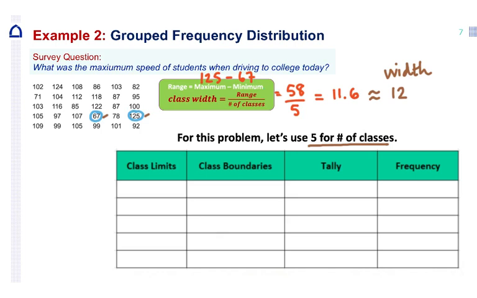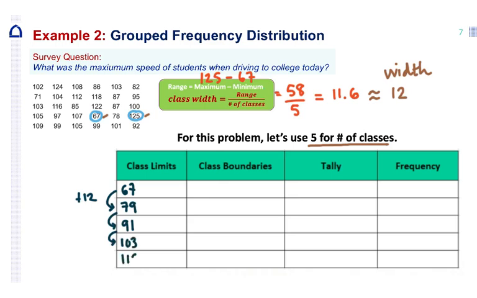So what we'll do now for the classes is we'll start at the smallest, 67. And to get to the lower limit of the next row, the next class, we should add 12. So we'll add 12, 79. We'll add 12 again, 91. Remember, one of the rules, the class width has to be consistent for each row. This will be 103 when you add 12.